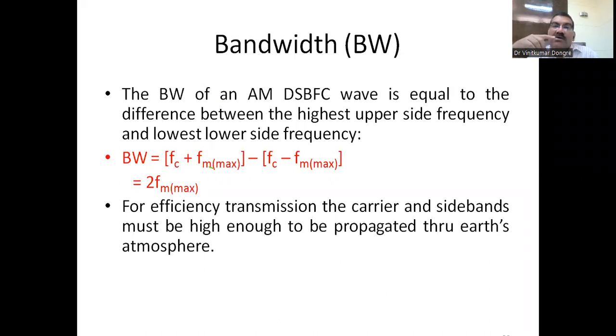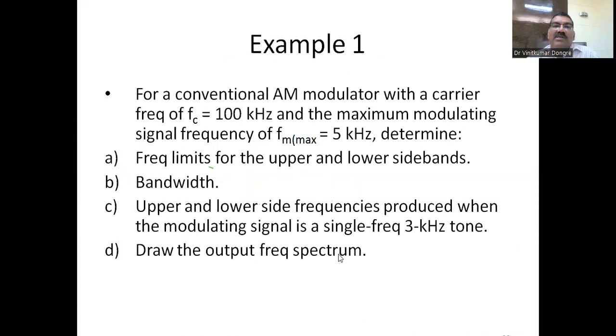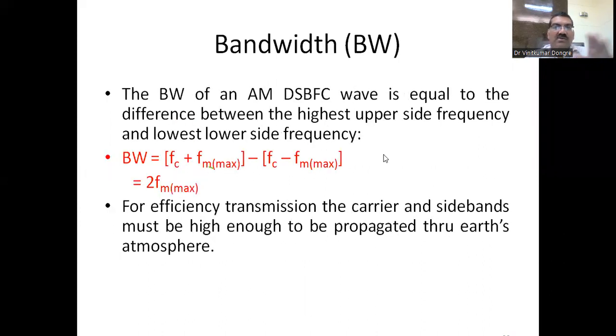Suppose I want to transmit a speech signal. My speech frequency maximum is 300 hertz to 3.4 kilohertz. Double of 3.4 kilohertz will be the minimum bandwidth I will require to transmit my speech signal over amplitude modulation. So this is the bandwidth. This example we will discuss next time. If there is any doubt, you can ask. So we have finished bandwidth till now. Next time we will consider the examples. Any doubt is there?